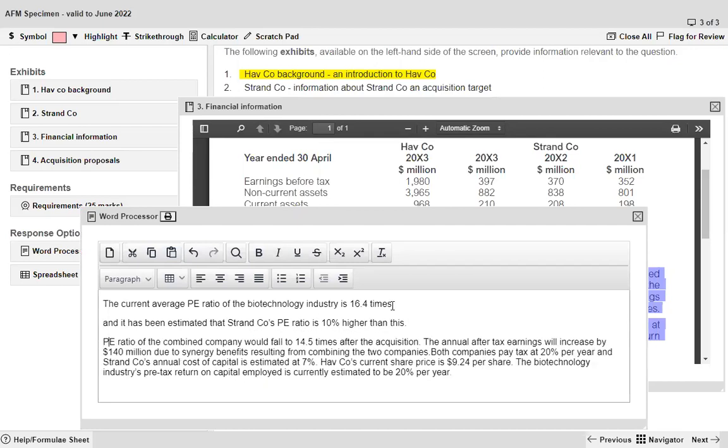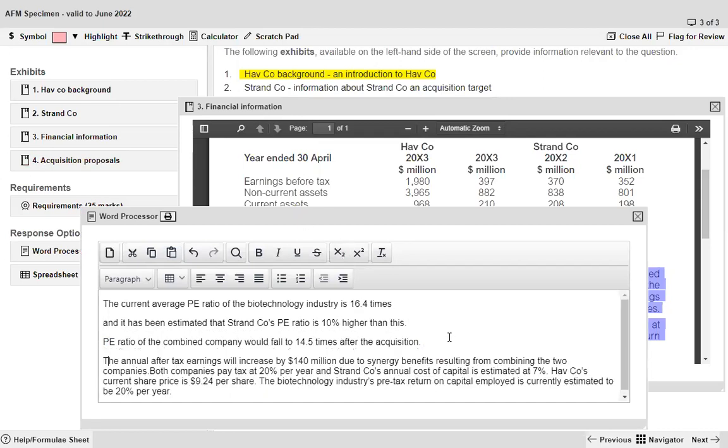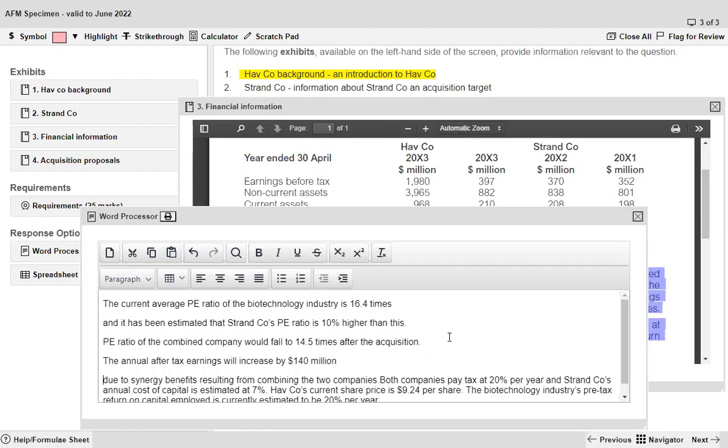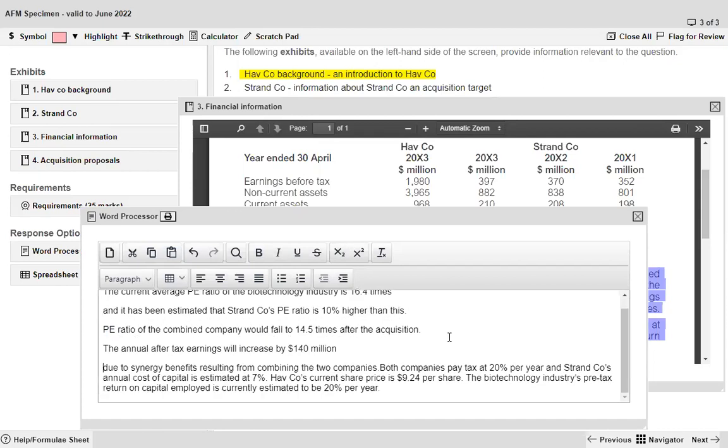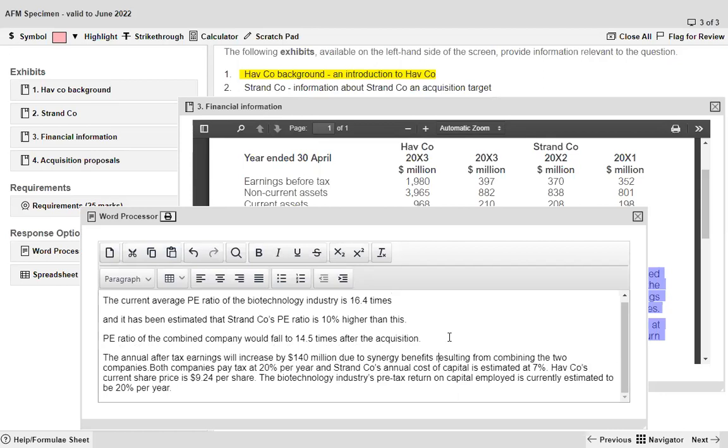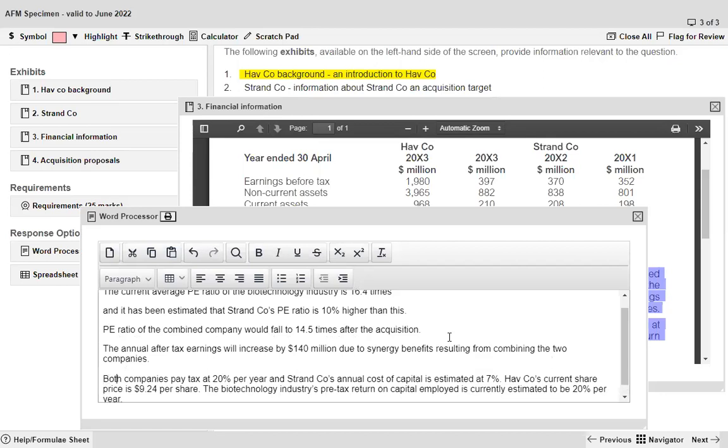The P/E ratio of the combined company would fall to 14.5 times after acquisition. The annual after-tax earnings will increase by 140 million due to synergy benefits resulting from combining two companies. Now, both companies pay tax at 20% per year.